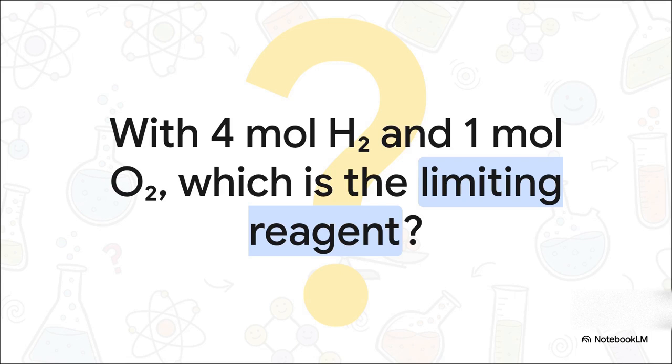Let's use a super common example, making water from hydrogen and oxygen. The recipe, the balanced equation, tells us we need 2 hydrogens for every 1 oxygen. Okay, so what if we start with 4 moles of hydrogen, but only 1 mole of oxygen? Which one is going to run out first and stop the party?